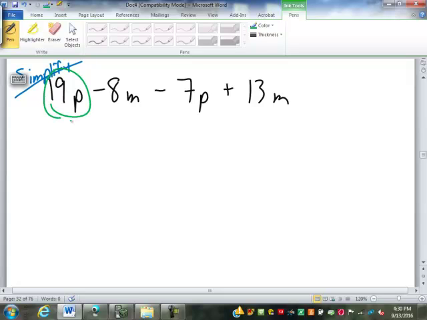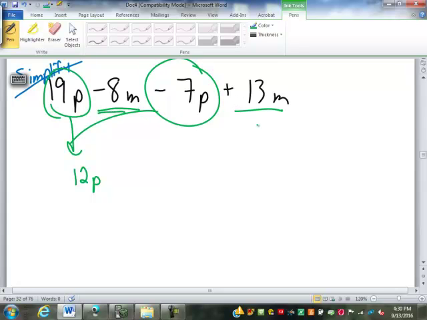19p and negative 7p. Good. 19 and negative 7 make 12p. Good. Well, what else can I combine? There goes a negative 8m and a positive 13m, which make positive 5m. Good. And that's it.